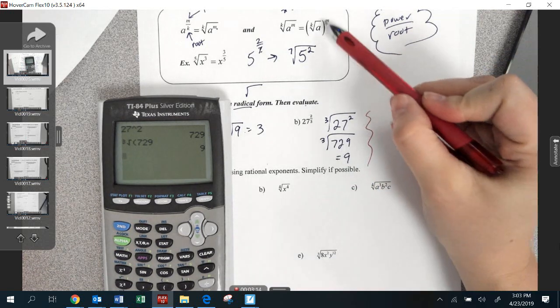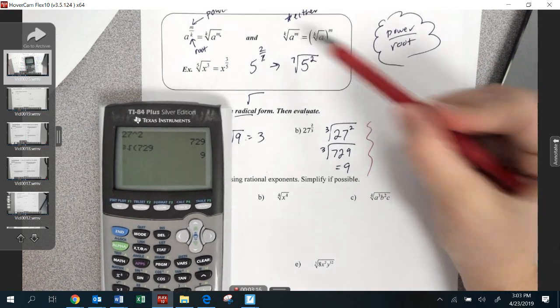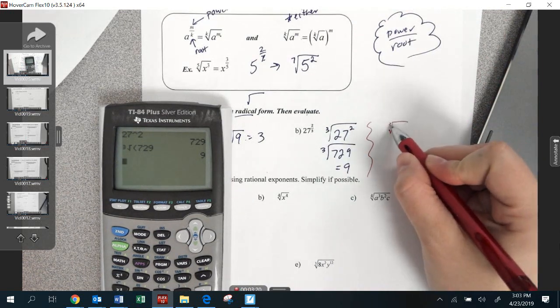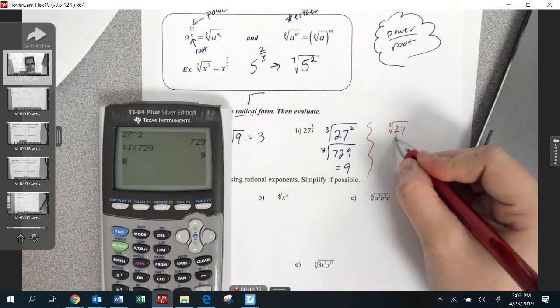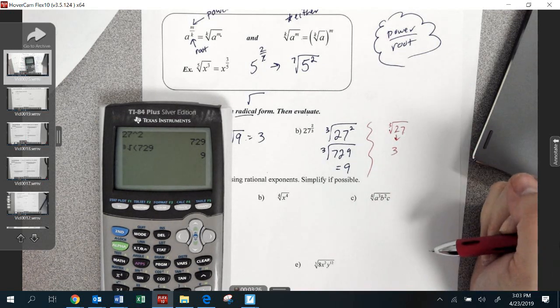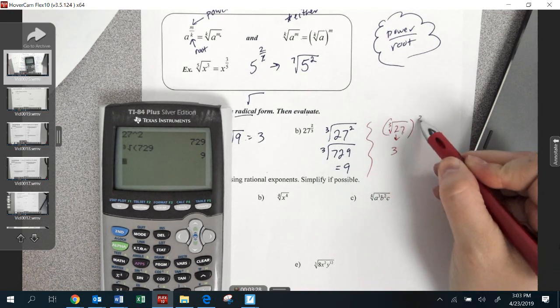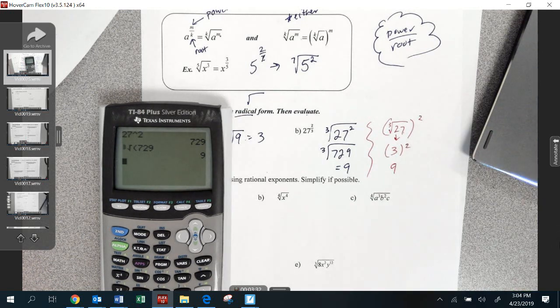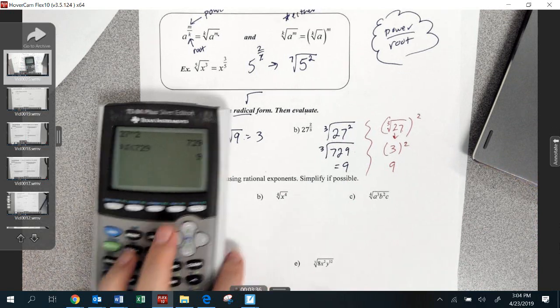The other option, based on our statement up here, is that I could go in the opposing order. I could do the cube root of 27 first, which I know is 3, since 3 cubed gets me back to 27, and then square that. And again, I get to 9. So either order gets us to that same answer.